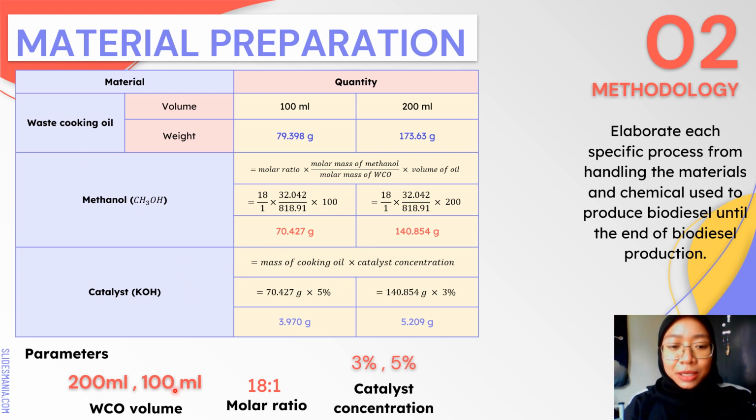For our experiment, these are the parameters that we use. The first one is using 200 milliliters of waste cooking oil, and the second one is using 100 milliliters of waste cooking oil. Our molar ratio we keep constant, which is 18:1. For catalyst concentration, in the first experiment we use 3%, and in the second experiment we use 5%.